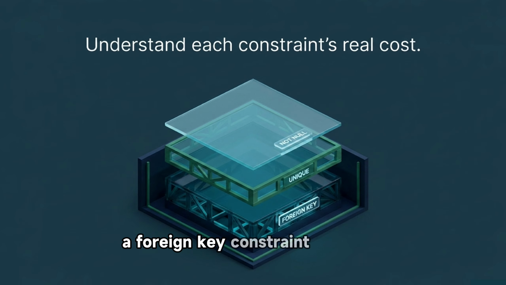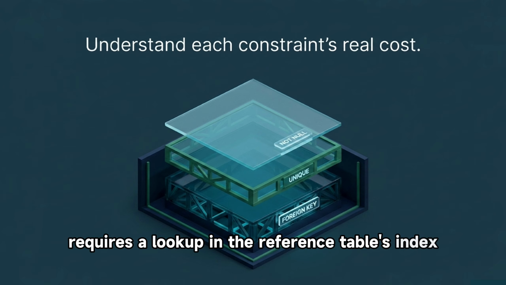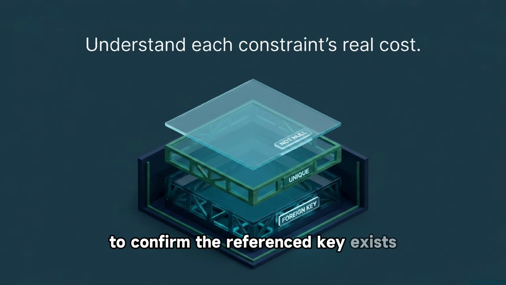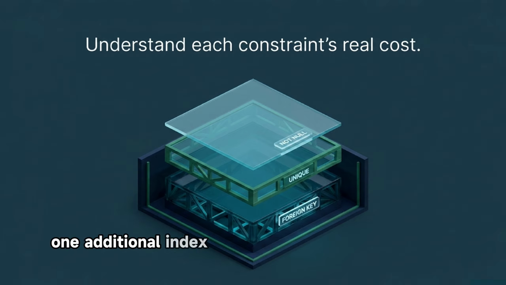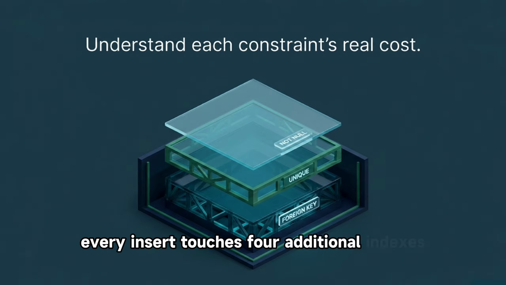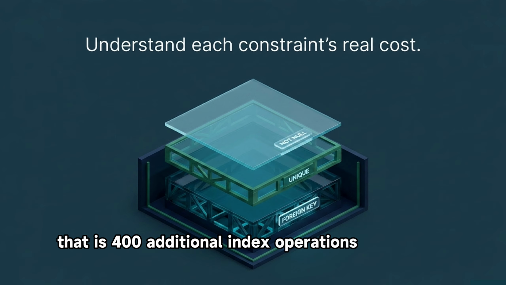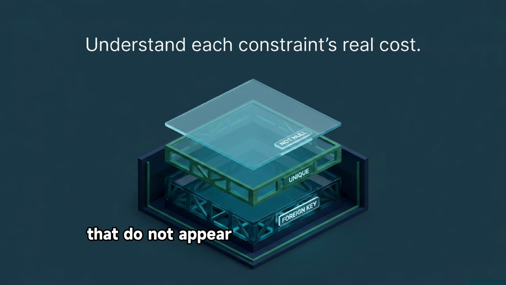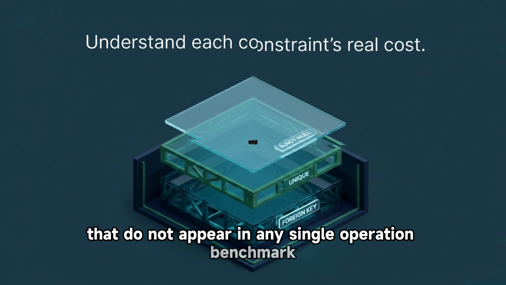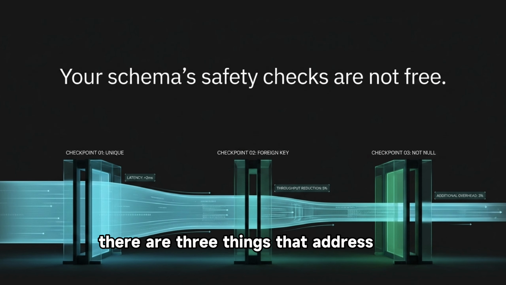A foreign key constraint on insert requires a lookup in the reference table's index to confirm the referenced key exists. One additional index read per insert per foreign key. On a table with 4 foreign keys, every insert touches 4 additional indexes. At 100 writes per second, that is 400 additional index operations per second that do not appear in any single operation benchmark. There are 3 things that address this.